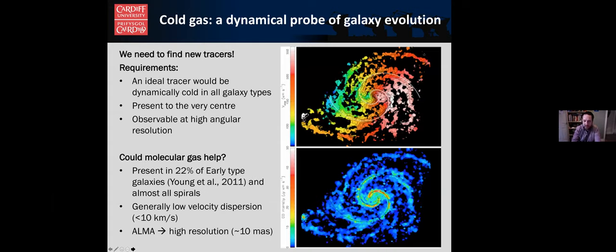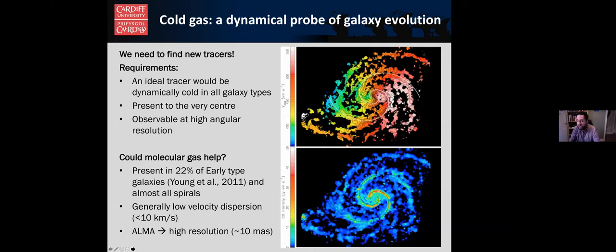It's present in one in five early-type galaxies, and their distribution seems to be fairly unbiased. So it's mostly been brought in by accretion fairly recently. So it traces the full population, and all spirals basically have molecular gas because that's their star formation fuel. It's also a very dynamically cold tracer, as I mentioned. And with ALMA, we can get very high resolution indeed, down to 10 milliarcseconds or even higher, depending on the transition you choose. So that allows us to push much further out in the universe. So it's potentially a very powerful tracer.